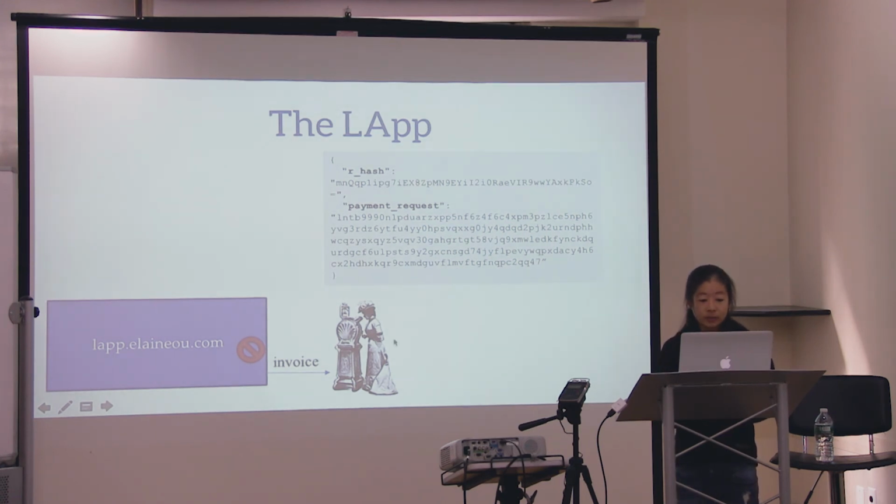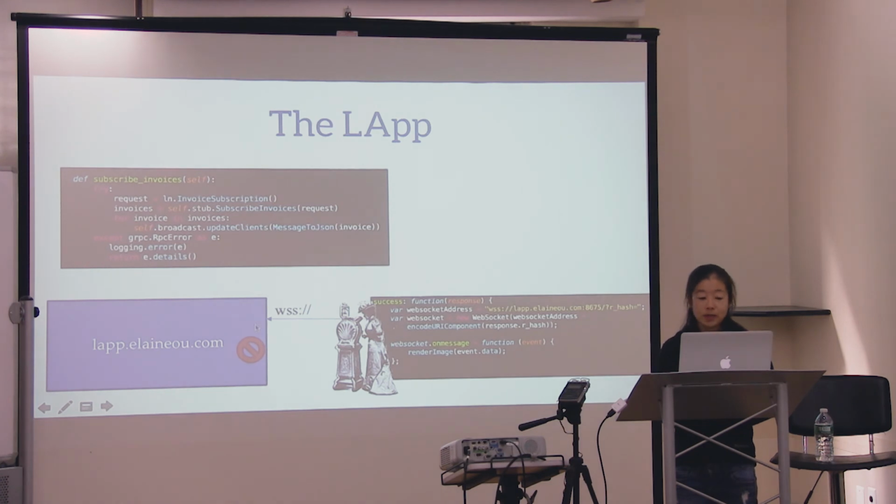When they get the invoice, a WebSocket is opened, and here I was just being lazy. The WebSocket should have a unique identifier. I just used the R hash from the invoice, and in the meantime, this app here can run a command called subscribe invoices, and this is also part of the Lightning API. It just opens a socket to the Lightning node, and any updates to invoices will automatically get pushed back to the app. All right, so this person has a socket open, and the app has a socket open to the Lightning node.